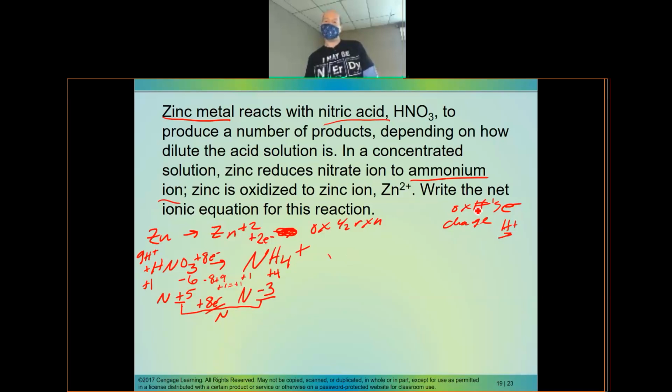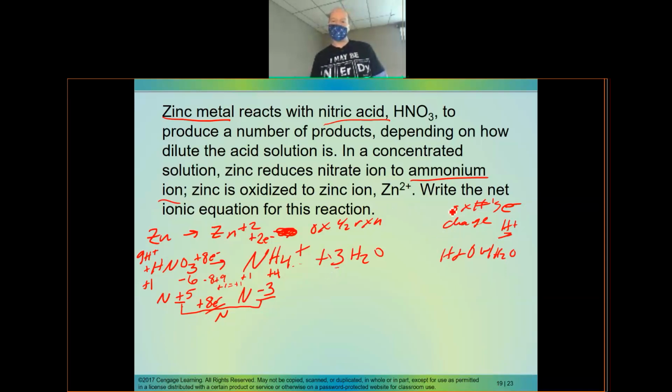All right, first oxidation numbers, then charge, and now your H's and O's with water. On the left, we have 3 oxygens, and so if we write in 3 H2Os to get our 3 oxygens, let's check our hydrogens. We have 9 plus 1, we have 10 hydrogens on the left. We have 4 plus 6, we have 10 hydrogens on the right. And so that is a balanced half reaction. So that's the reduction half reaction.